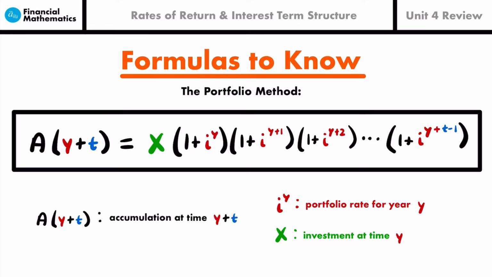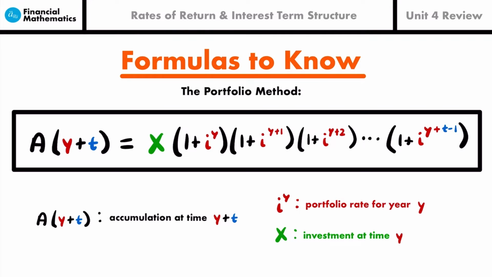So in our case of accumulating to 2024, we would have a portfolio rate for 2020, then 2021, then 2022, then 2023, because then we will have accumulated to 2024. Okay, we don't use the portfolio rate for 2024 because we are stopping at 2024. That's why the last portfolio rate is Y plus T minus 1. The last one that you use for an accumulation is the portfolio rate for the previous year, the year before the year that you want to accumulate to. Okay, I hope that makes sense. If not, you'll see what I'm talking about when we get to our review problem on the portfolio method.